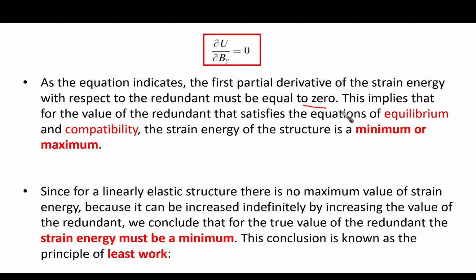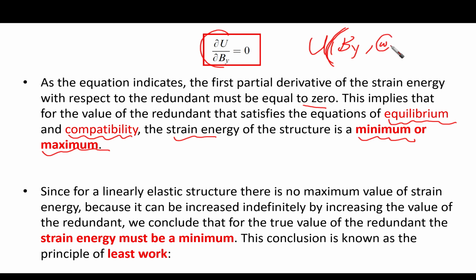This implies that for the value of the redundant, which is By, that satisfies the equations of equilibrium and compatibility, so we need to satisfy two things here, equilibrium and compatibility, the strain energy of the structure is a minimum or maximum. Because assume U is considered to be a function of By, as we said. It is a function of By, and W, which is the external load, is constant, so no problem here, we can remove it. But anyway, let's put it like this. This is a function.